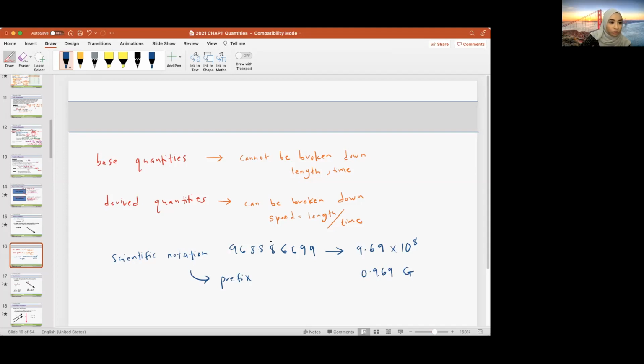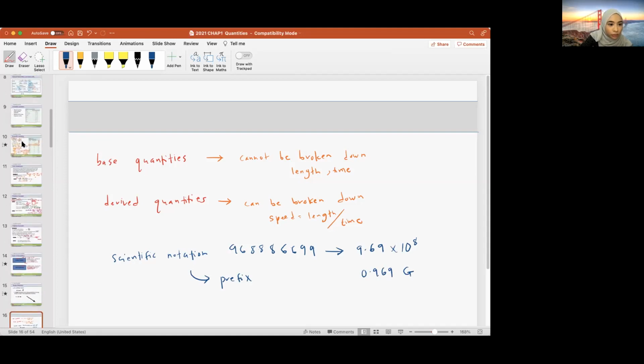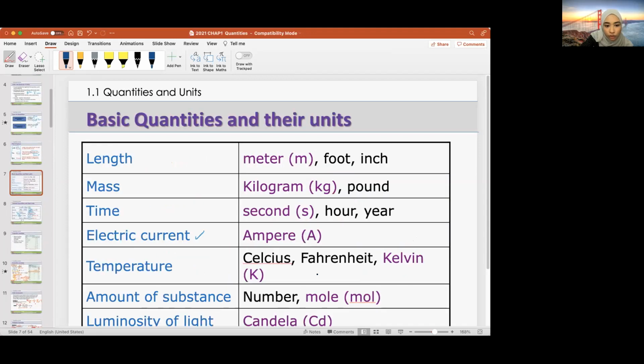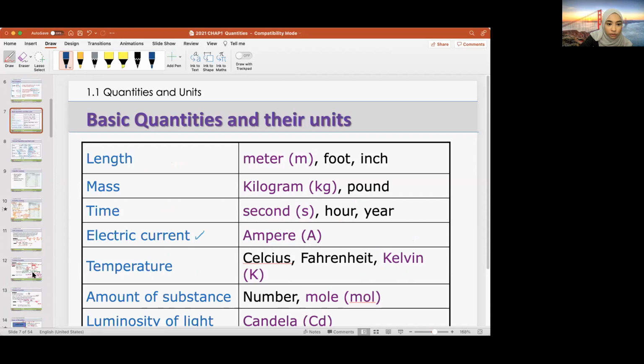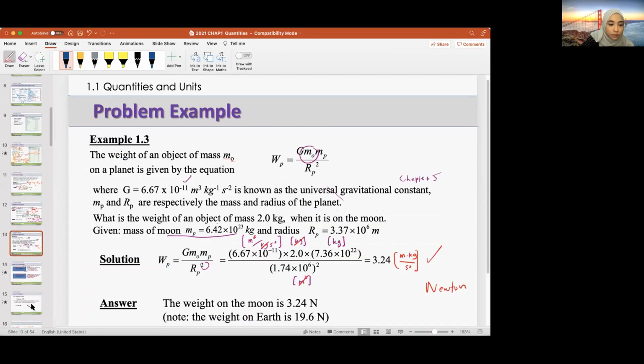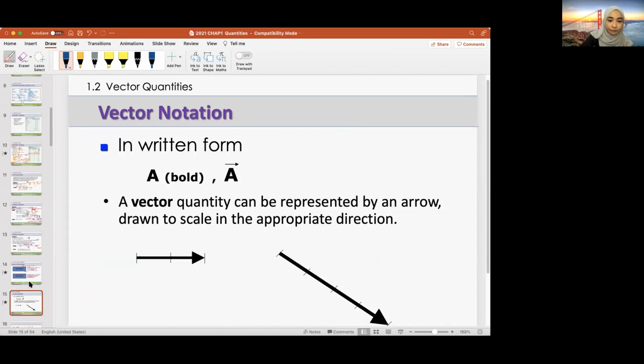Then you have scientific notation. And what else did we learn? We talked about the SI units: meter, kilogram, second, ampere, Kelvin, mole, candela. Okay, so I think it's pretty straightforward so far. Now let's go to our next subtopic, which is vector quantities.